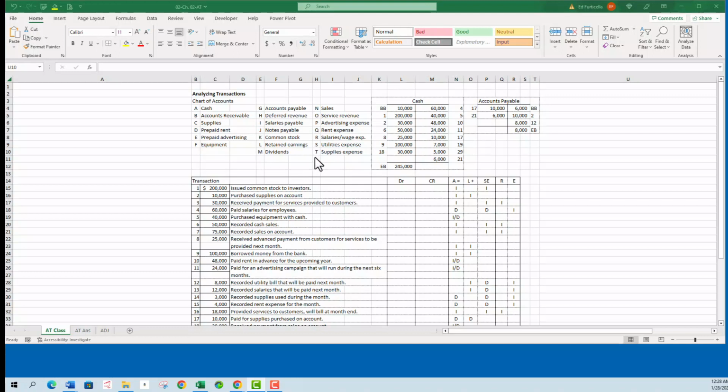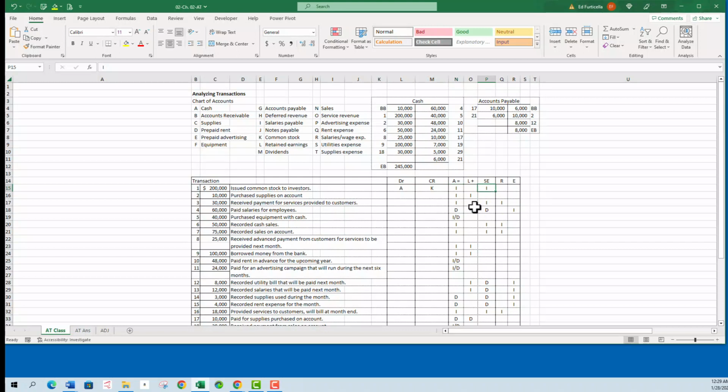Transaction 1 says issued common stock to investors. Well, if we issue common stock to investors, we're getting cash. Cash is an asset, so we debit A, and common stock is a stockholder's equity account. We credit K. The effect it has on the accounting equation is assets will increase because our cash increases, and so will our stockholder's equity.